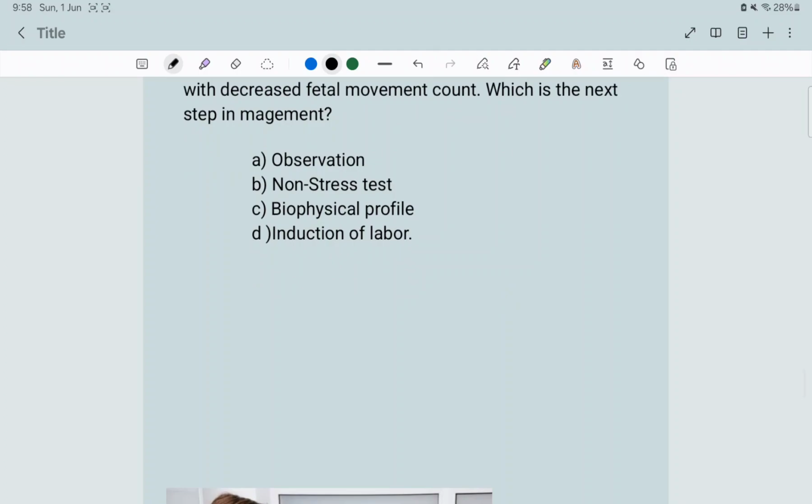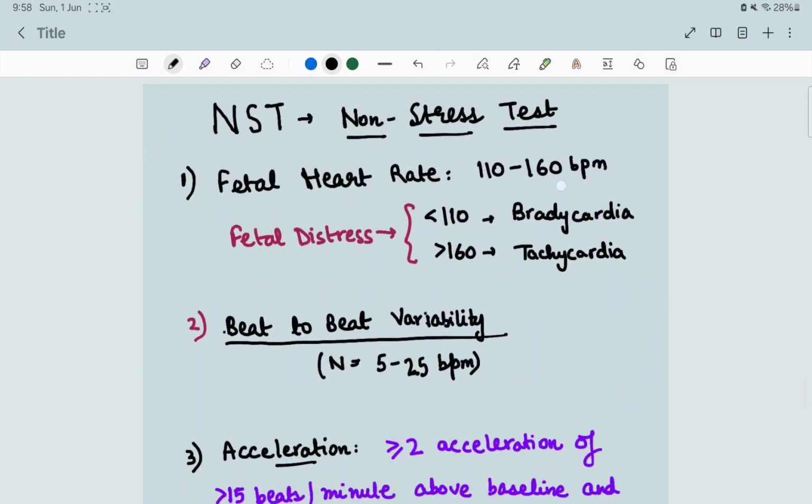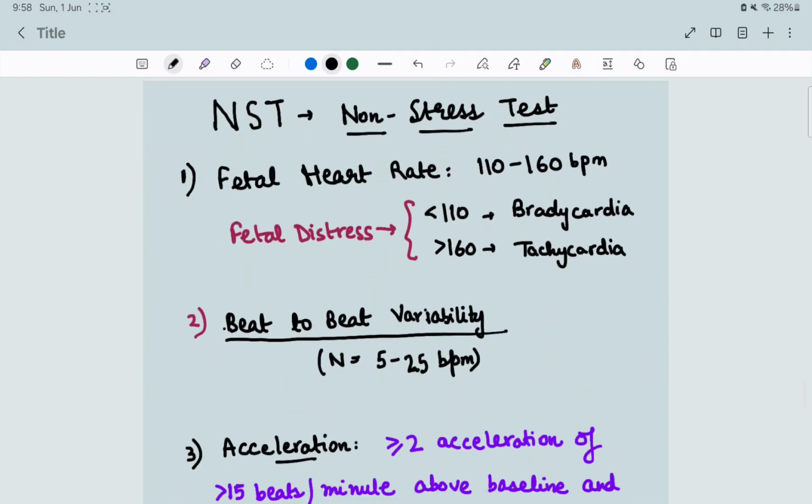So for this question, first you need to know what is biophysical profile, what is non-stress test. NST means non-stress test. In this, we do this test during the antepartum when the patient is relaxed, that is not in labor. So the components of NST is fetal heart rate. The normal fetal heart rate lies between 110 to 160 beats per minute, and if it is less than 110 or more than 160 beats per minute, it means some fetal distress is happening.